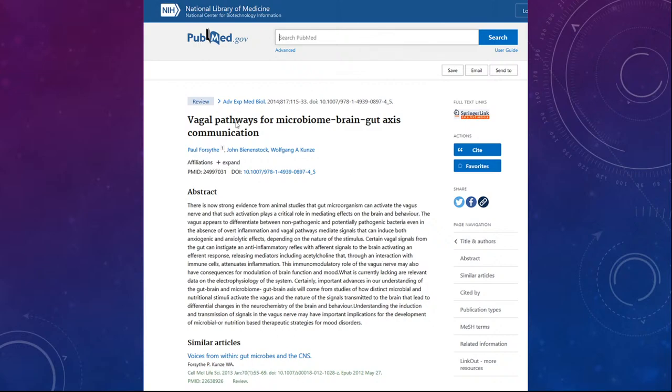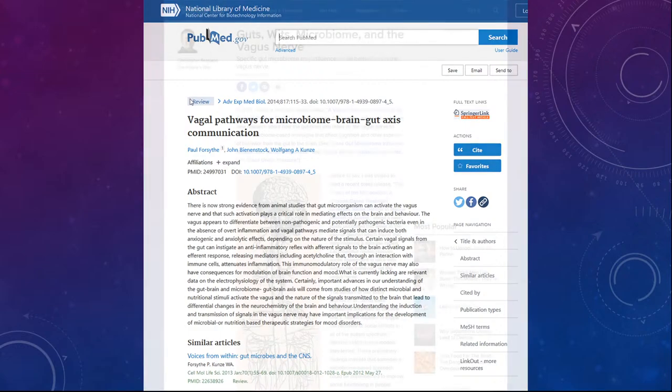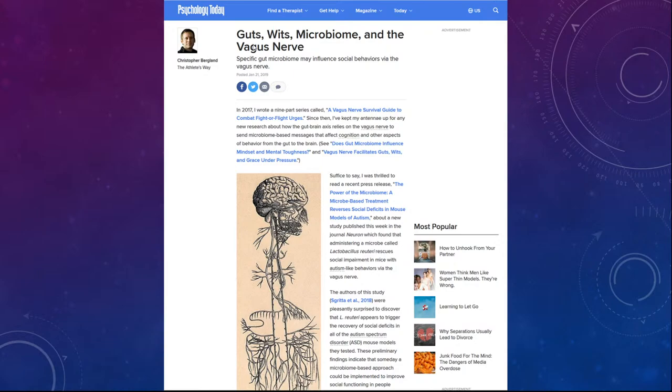And there's been a series of articles like this, and this is PubMed. This is one of the biggest, most revered medical journals that there are. "Guts, wits, microbiome, and the vagus nerve. Specific gut microbiome may influence social behaviors via the vagus nerve."